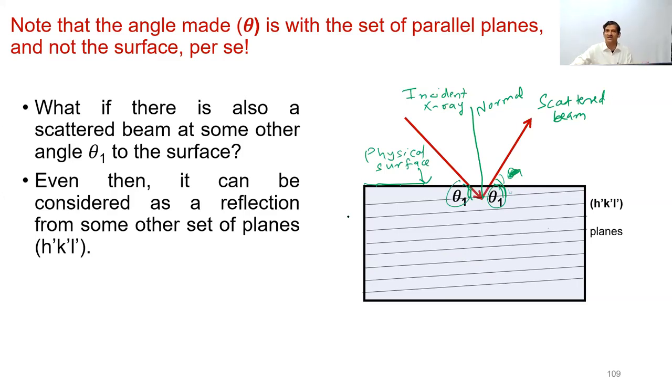Obviously, you'll have different planes in the same material. It's just that the angle needed for scattering or diffraction to happen from different sets of planes in the same material will be different from each other. So different planes will have their own angle of scattering. That's the point. So it doesn't matter what angle is made with the surface of the crystal by the incoming X-rays.